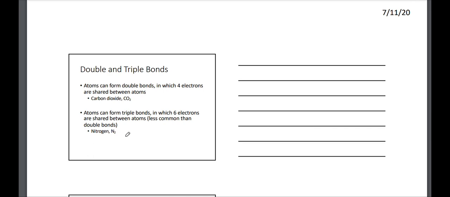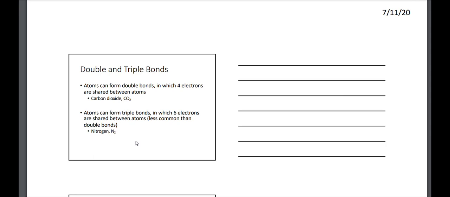In some cases, we actually even get a triple bond, which means 6 electrons. So something like nitrogen, N2. The Lewis structure for N2 has a triple bond. So there are 6 electrons shared in total between the nitrogens. Okay, and there is a lone pair on each nitrogen, just to make things happy. So a single bond means 2 electrons, a double bond means 4 electrons, and a triple bond means 6 electrons.